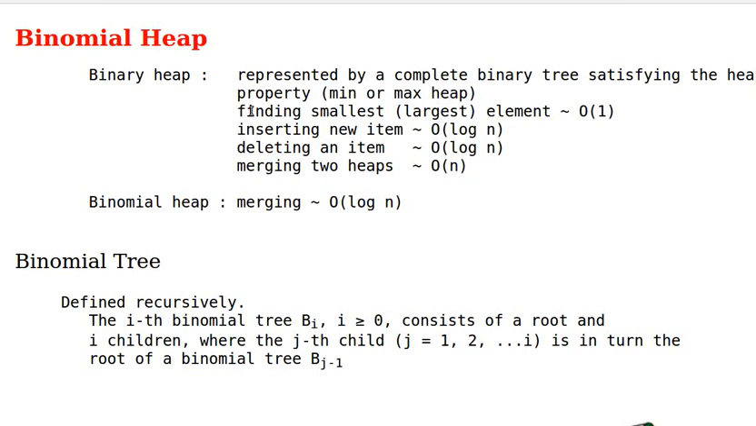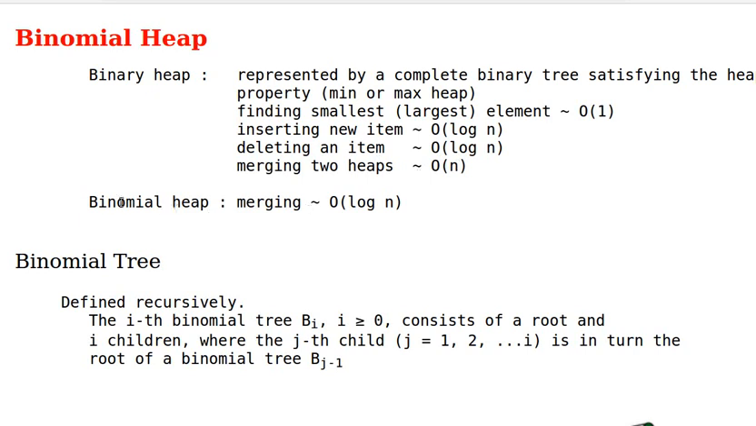For such a heap, finding the smallest element is of big O(1) time complexity. And if it is a max heap, that means finding the largest element. The time complexity for inserting a new item into the heap is big O log n. Deleting an item is big O log n also. And merging two heaps, the time complexity is big O n.